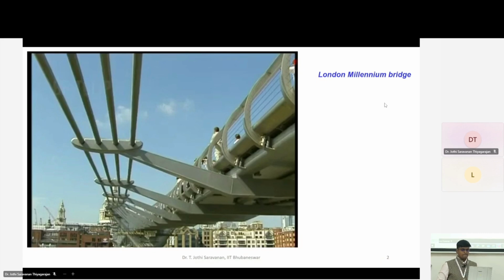So this is the London Millennium Bridge. How many of you are aware of this bridge? What is the speciality of this bridge? Someone? Of course, this is in London. So what is the speciality of this bridge? Okay, let me just play this video. I hope it will play.